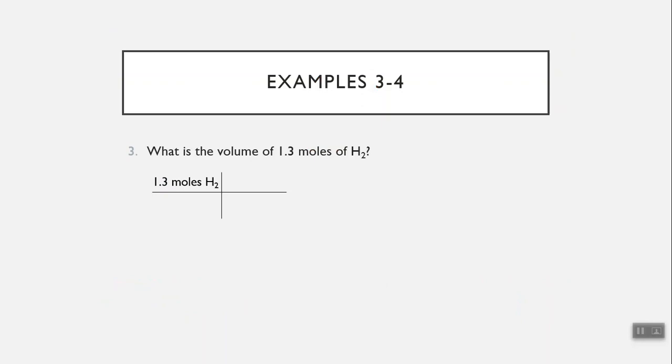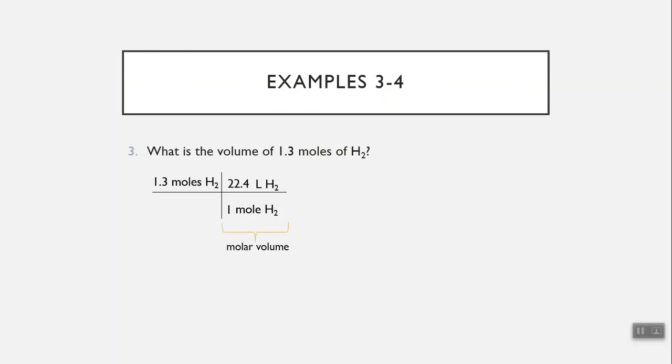We're going to copy down our unit, moles. On top, we're going to write liters because it's asking for volume. And here we have liters over mole. That should look familiar, right? We just went over this, liters over mole. This right here is molar volume. So remember what molar volume is. 1 mole is equal to 22.4 liters. Okay, so we're going to put in those numbers.